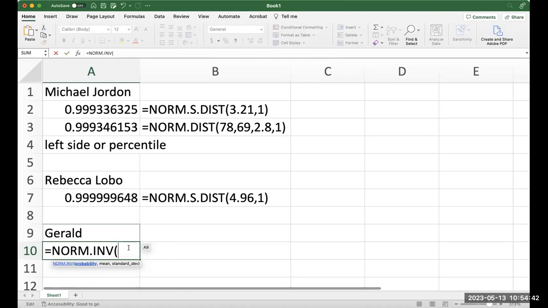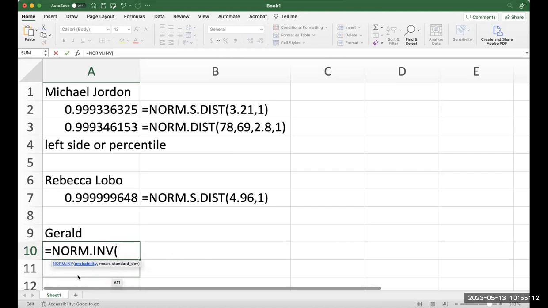All right, so there are two options. There's the NORM.INV and the NORM.S.INV. So let's just try the first one and see what it asks for. If I use this one, it wants the original distribution data. So it wants to know the probability. It wants to know the mean and the standard deviation.